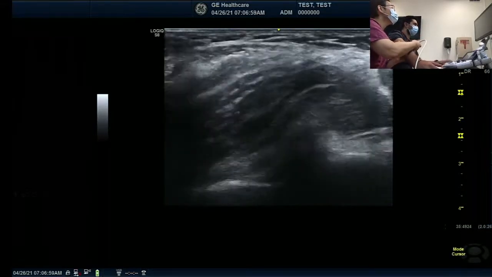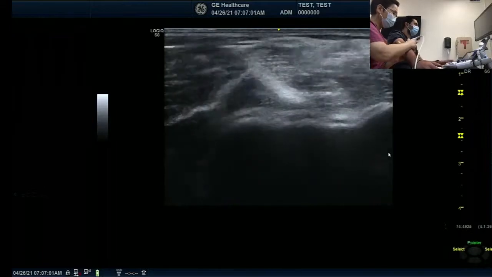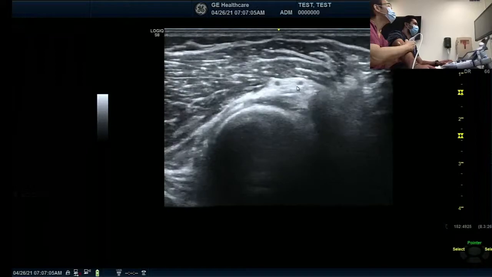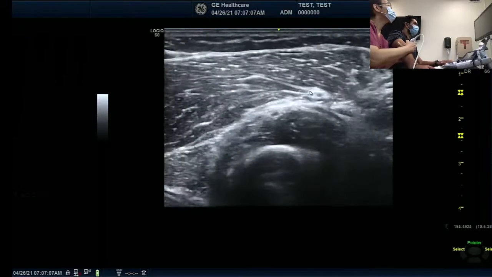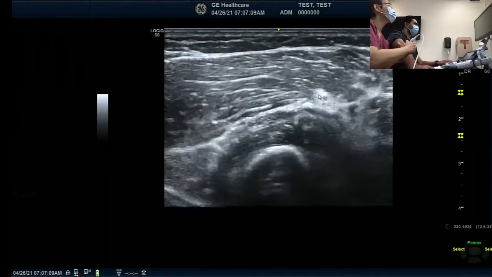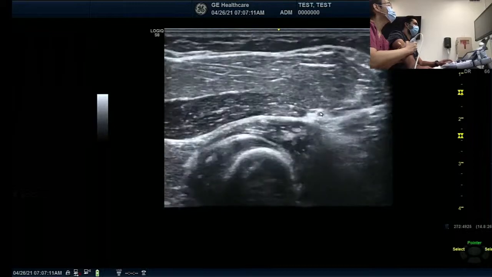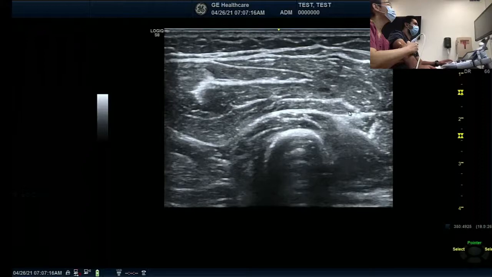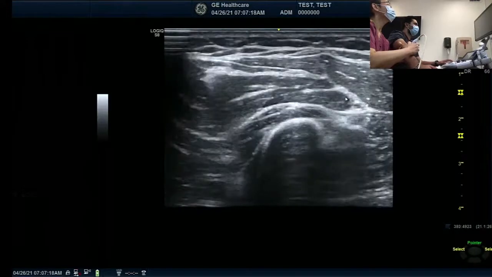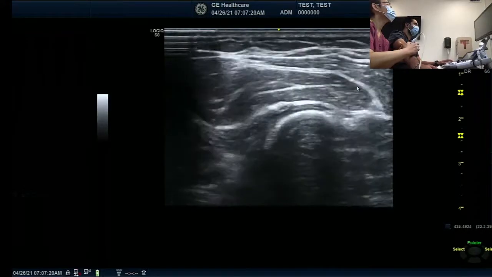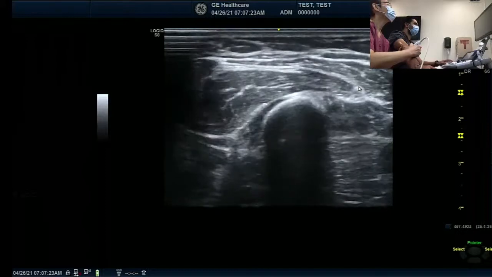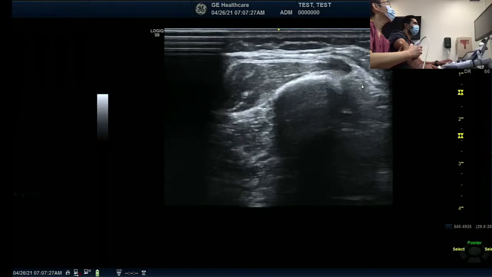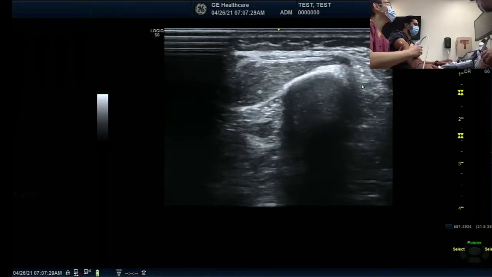Oh, we made a mistake. Here we go, right? You see between the two muscles continuously? So that's the superficial. I'm toggling. Yeah, good. Oh, now it's the skin area, right?